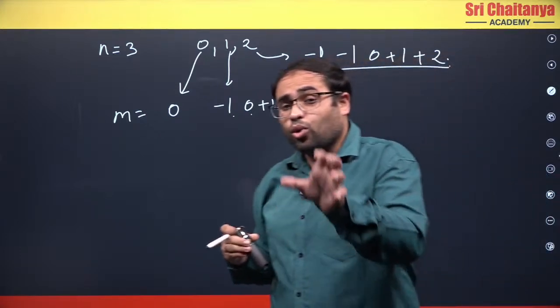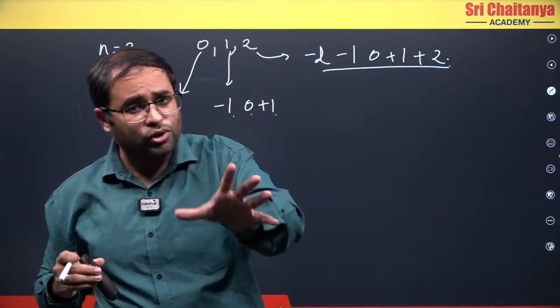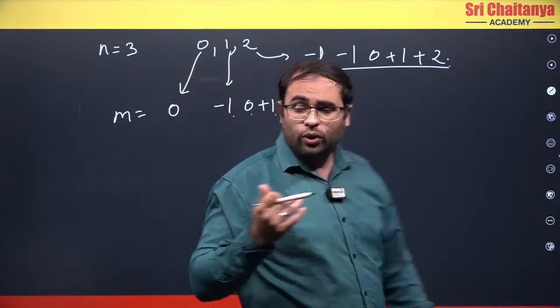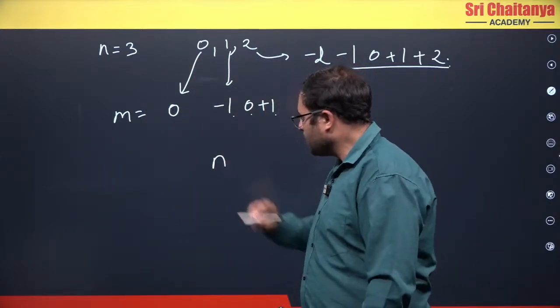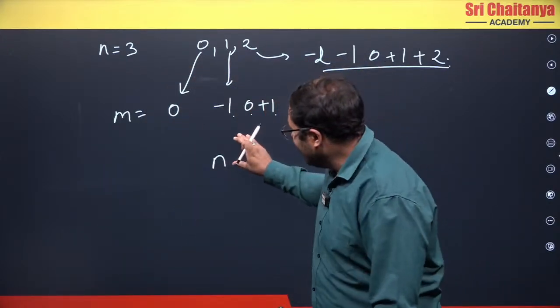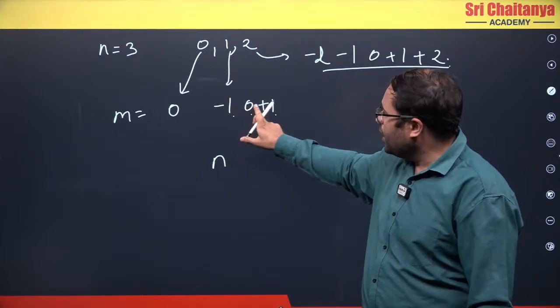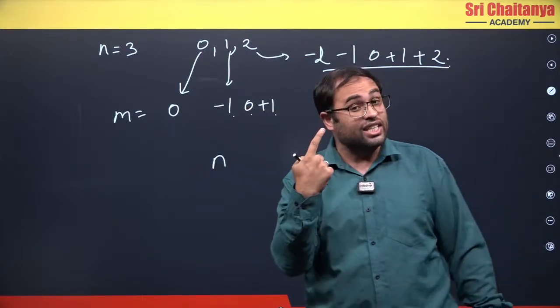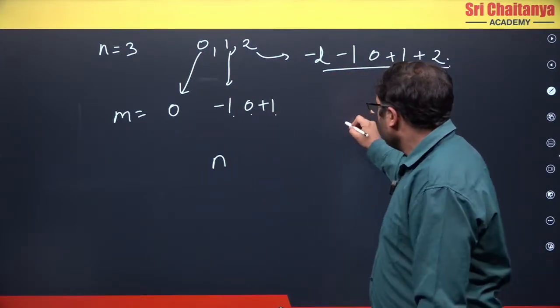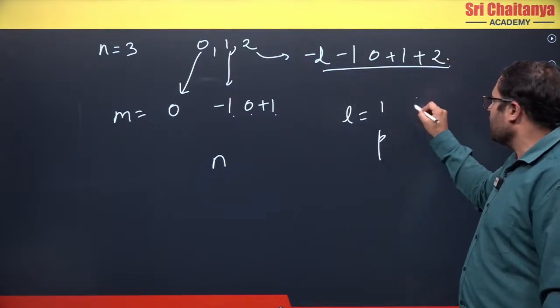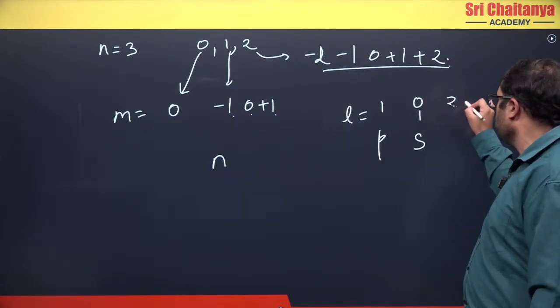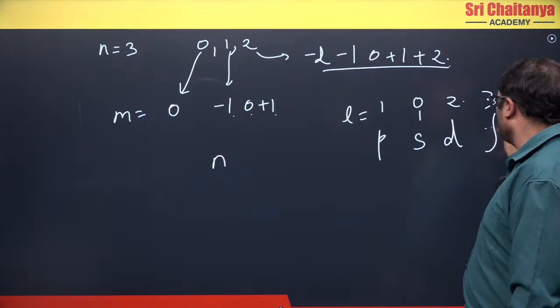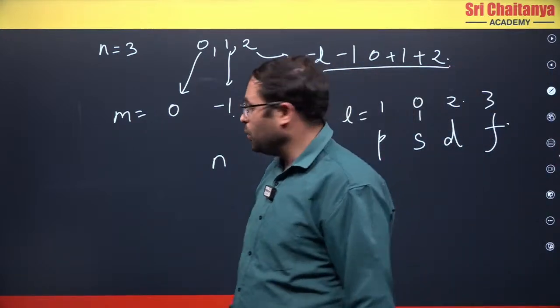Now, how to write that orbital is also what I taught you. How do we do it? n, and then depending upon the value of l, if l equals 1, it is p. If it is 0, it is s. If it is 2, it is d. If 3, it is f, right? So that is what we learned.